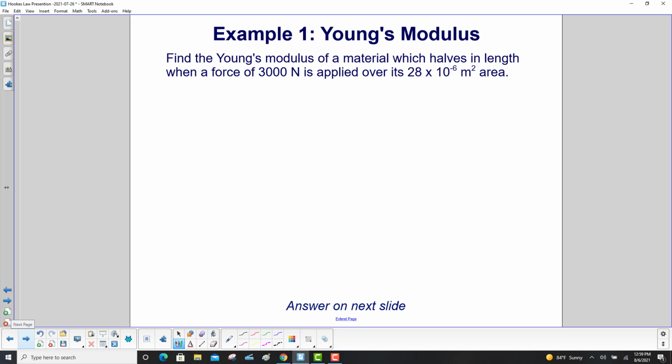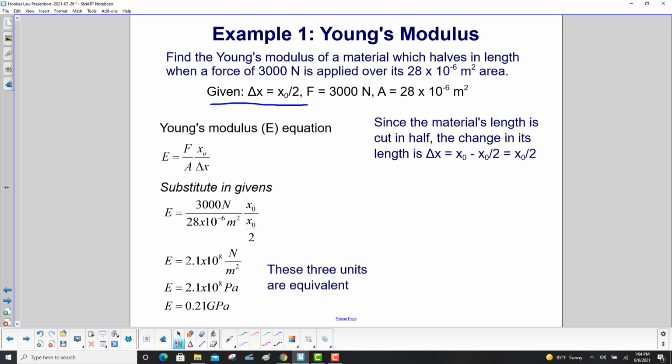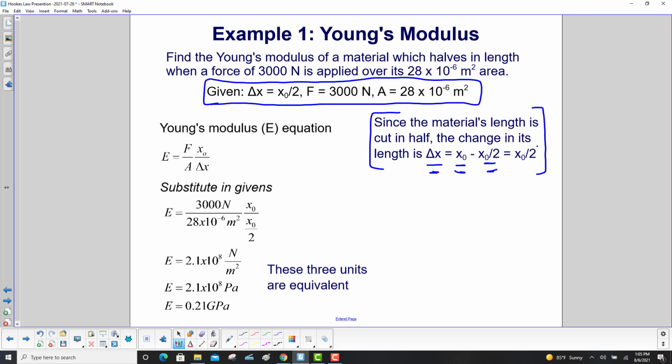Find the Young's modulus of a material which halves in length when a force of 3,000 newtons is applied over its 28 times 10 to the minus 6 square meter area. We list the givens up here. And first we have to interpret, what does half mean? Well, since the material's length is cut in half, the change in its length will be the initial length minus half the length. So of course that's x0 over 2, but I just want to be a little formal there.